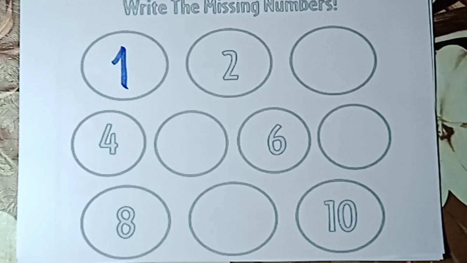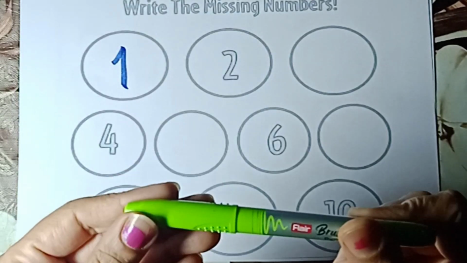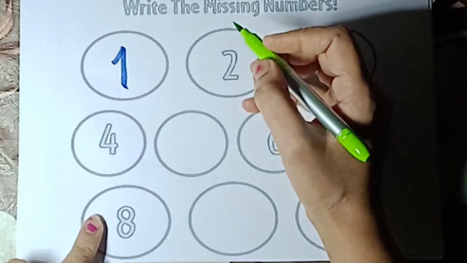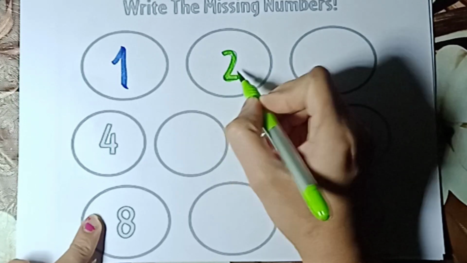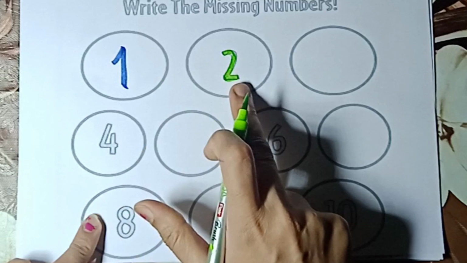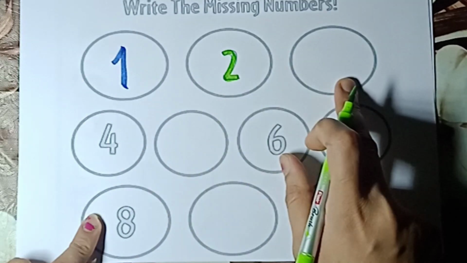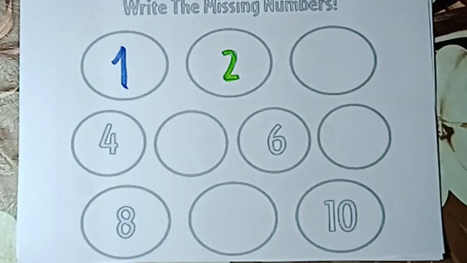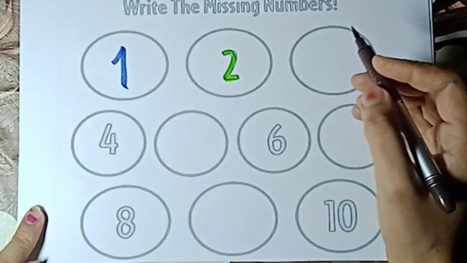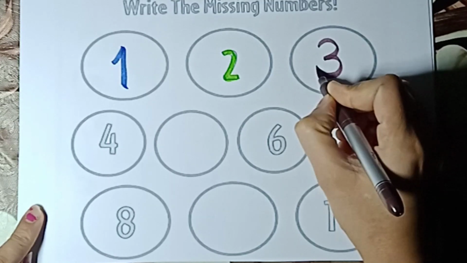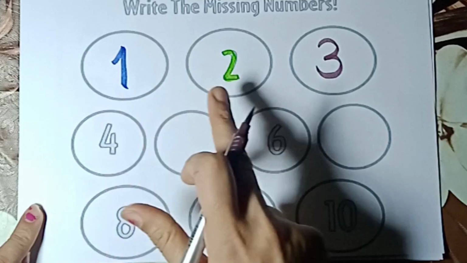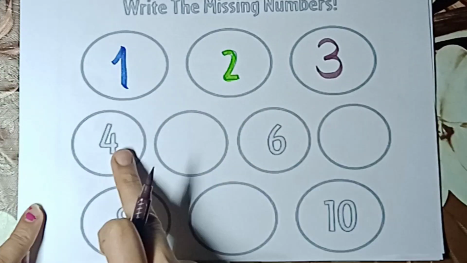And next number is 2. Now I'm going to use here green color. 2. Trace it like this. 1, 2. What comes after 2? 3. Now I'm using here brown color. Right here 3. Now read it. 1, 2, 3, 4.